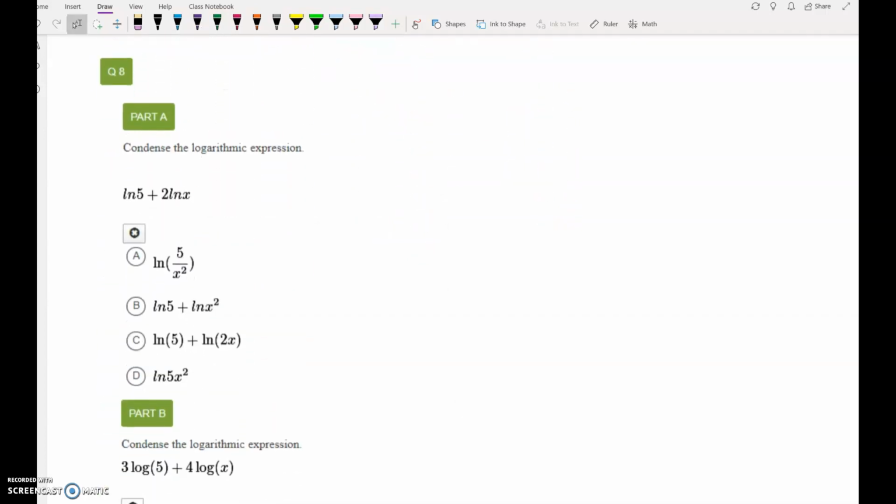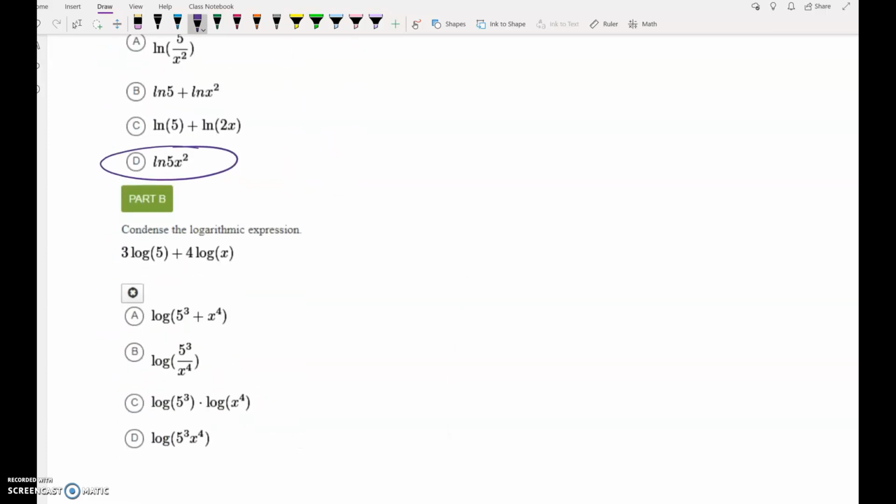Condensing is doing the opposite. So put the exponents back and then think about addition, subtraction, division, multiplication, all that good stuff. So this is ln. The first ln is positive, so the 5 is going to be on top. And this would be x squared. So ln of 5x squared. This would be log of 5 to the third and log of x to the fourth. It's addition, so you would multiply those two things together. 5 to the third, x to the fourth.